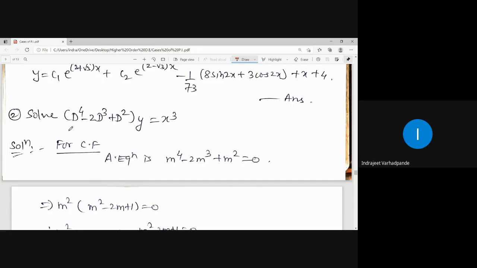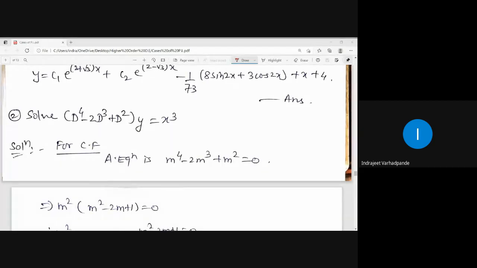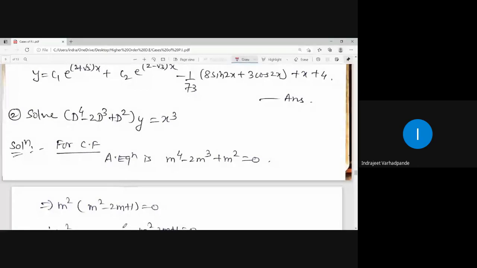So here in this case also, the question provided to me is (D^4 - 2D^3 + D^2) y = x^3. So the RHS of the given differential equation is in the polynomial form. I can compare it with the form x to the power n. What is the dependent variable here? We observe it is y. So finally the solution is going to be written as y = CF + PI.